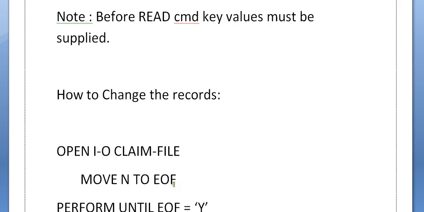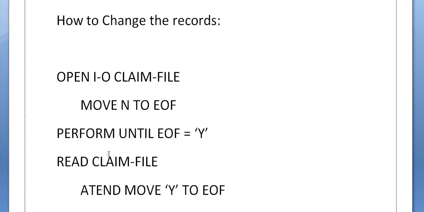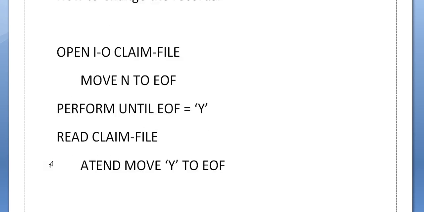So how do we change the records, or how do we update the records? In the last topics we have seen how do we open a file and write records into a file, and how do we read a file and display those records, or do some sort of processing or evaluating of the input file. So how do you change the records in a sequential file? How do you modify records in a sequential file?